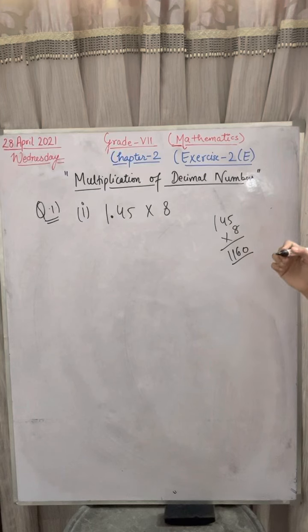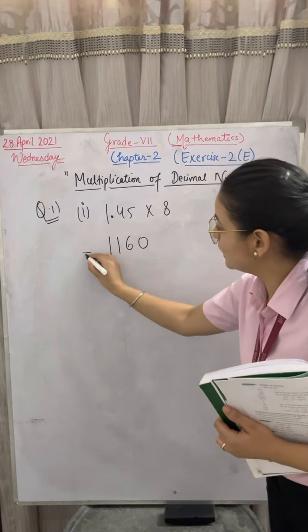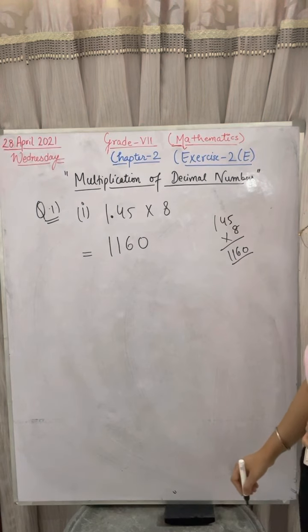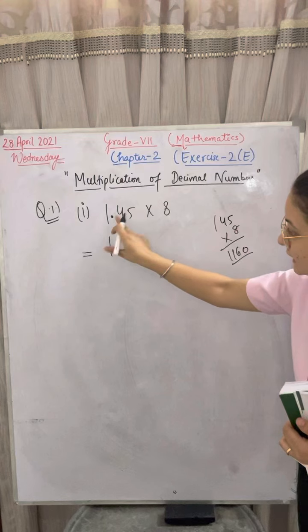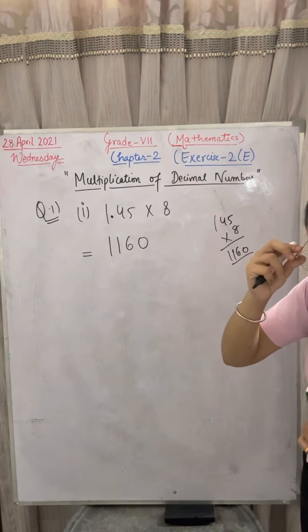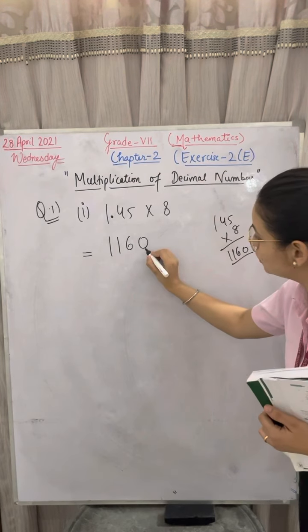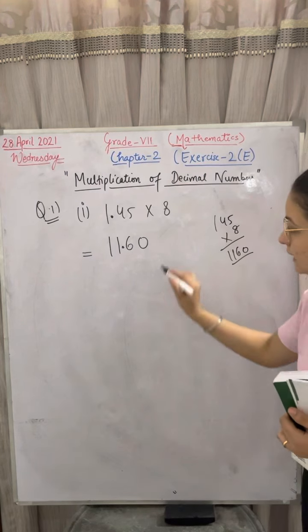1160. Okay. Now, you have to write here 1160. Please look here now. After doing multiplication, you have to write here. Now, see the decimal. Decimal is given before 2 digits. So, you have to place the decimal before 2 digits. That's it. And this is your answer.